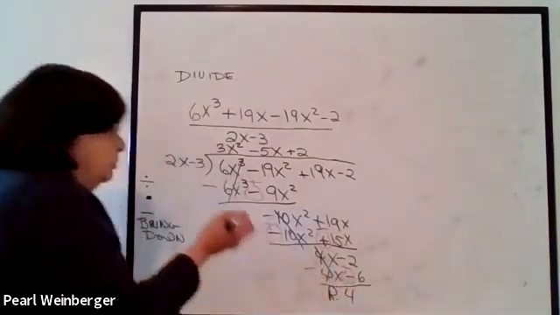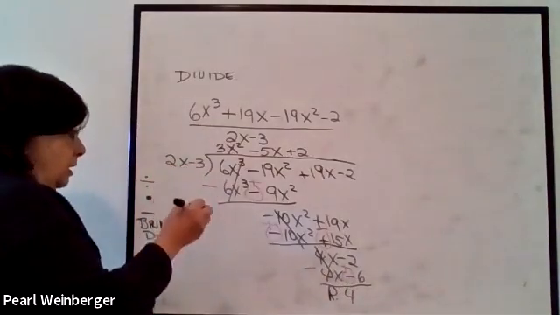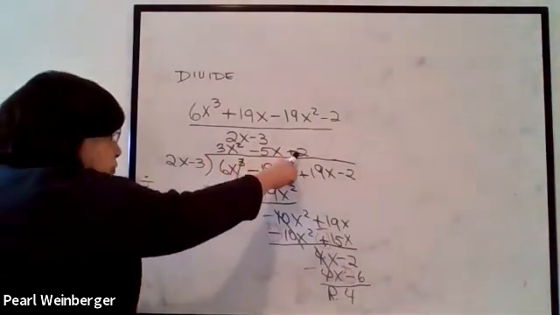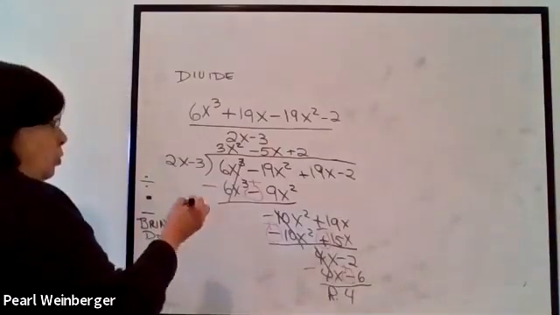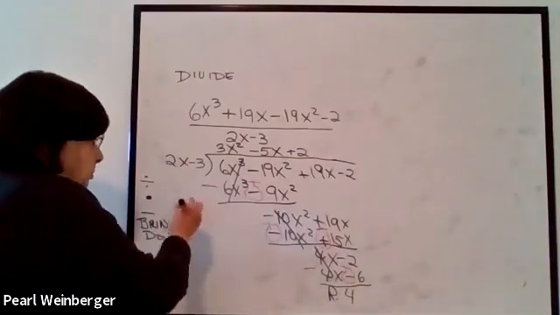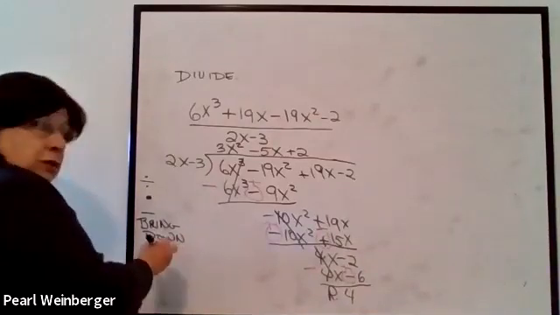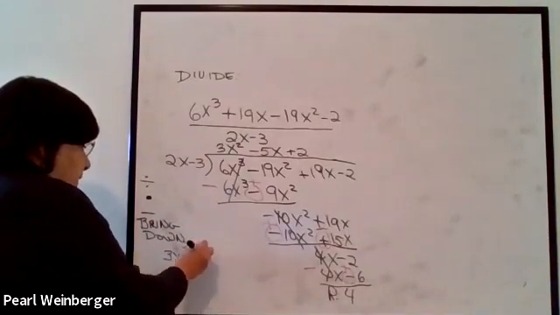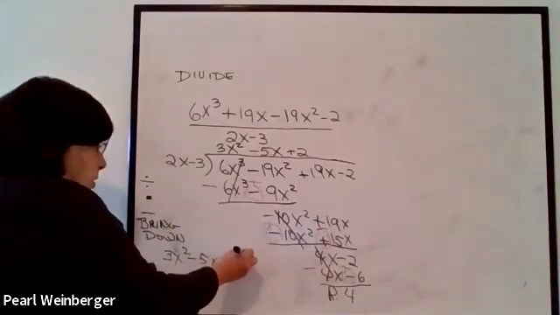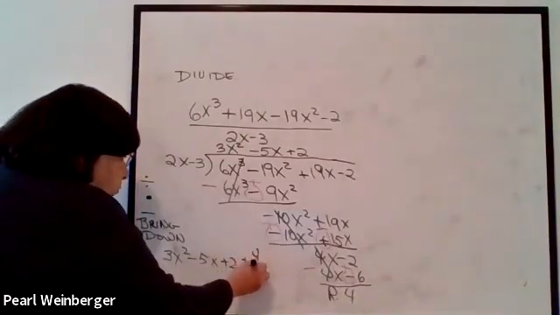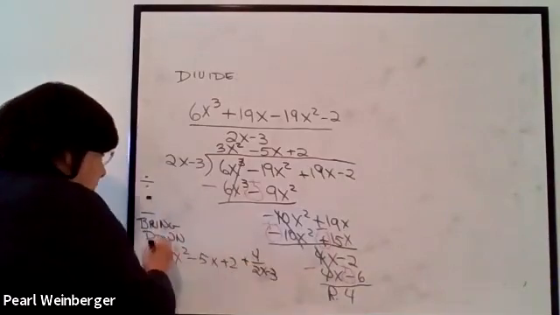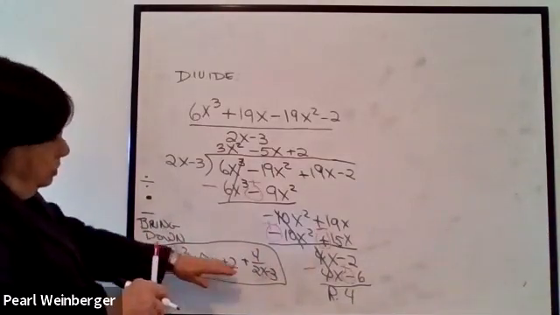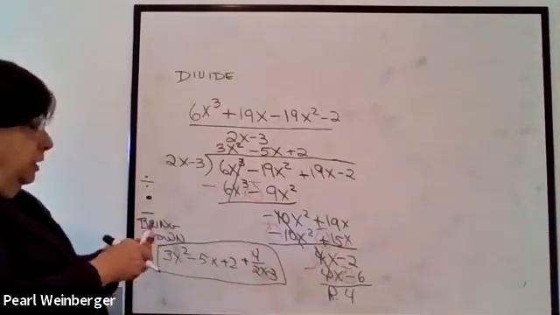This is our remainder. And my answer then becomes, our quotient is 3x squared minus 5x plus 2 with a remainder of 4, or more likely to write the answer 3x squared minus 5x plus 2 plus 4 over 2x minus 3. This is very often how the answer is written, with the quotient and the remainder put over the divisor.